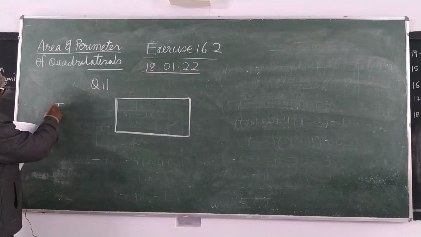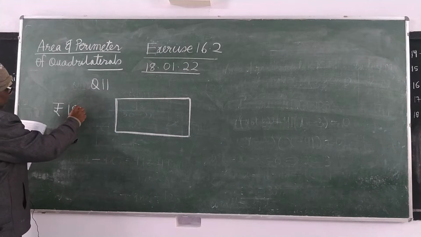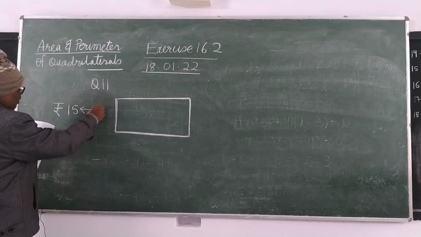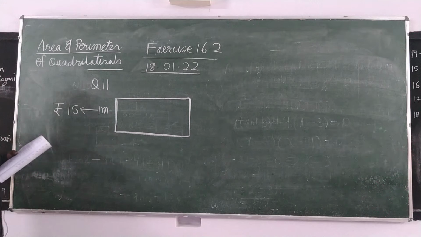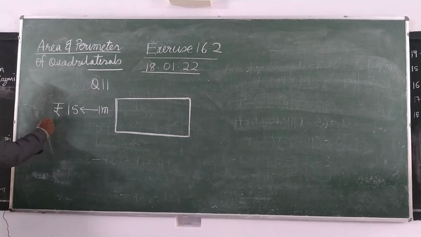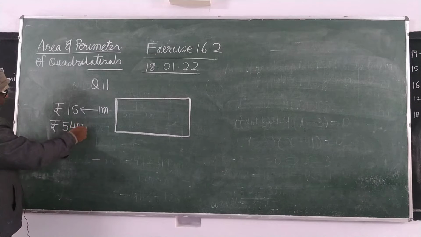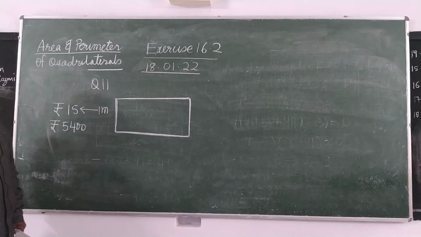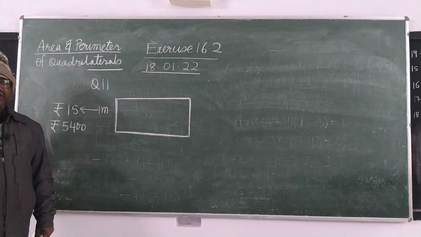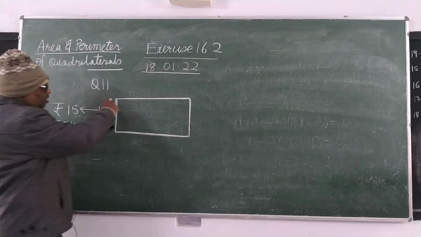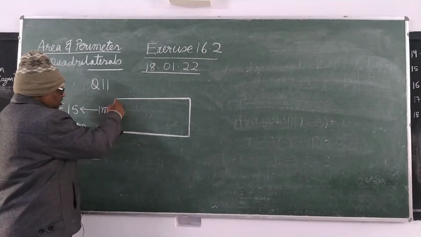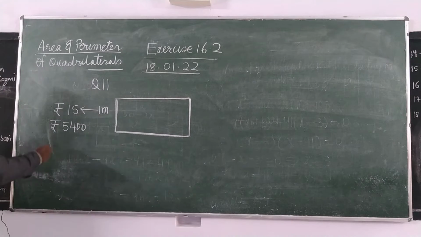So the cost of enclosing a rectangular garden with a fence all around at the rate of rupees 15 per meter means what is the cost of 1 meter fence? Rupees 15. And what is the total cost? Total cost is given rupees 5400. So you find out the length of the fence. Length of the fence means this. It is clear? Length of the boundary.